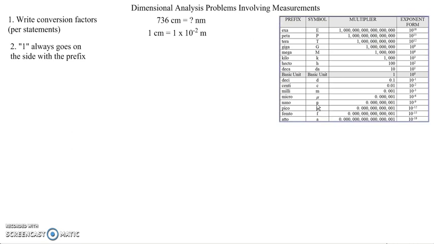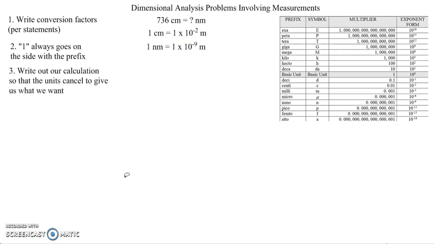We look at our chart. Nano is 10 to the negative 9th. And notice again, I wrote the 1 on the same side as the prefix. The last thing we're going to do is write out our calculations so that the units cancel to give us what we want, in this case to give us nanometers.